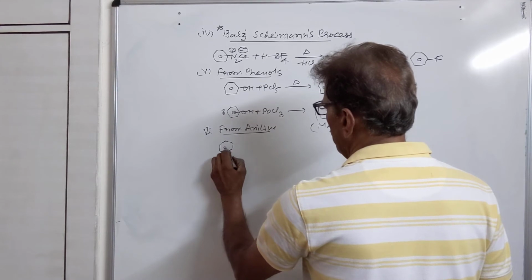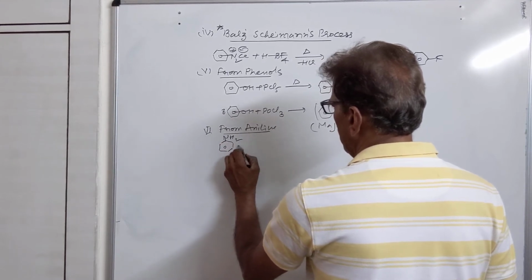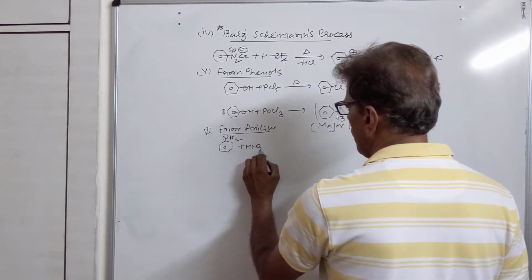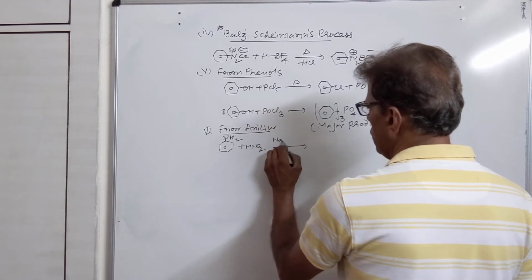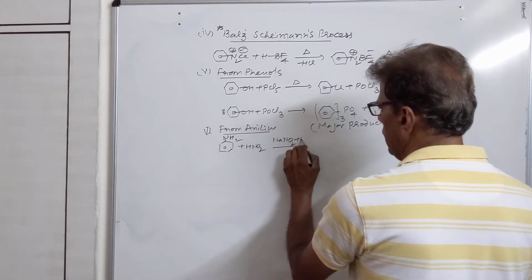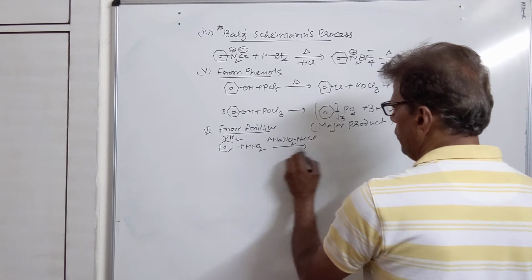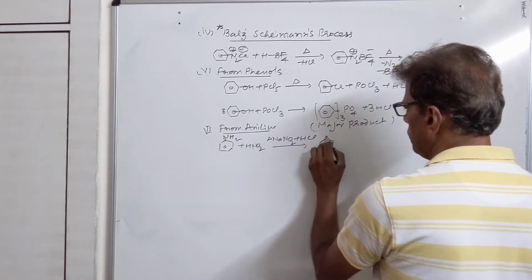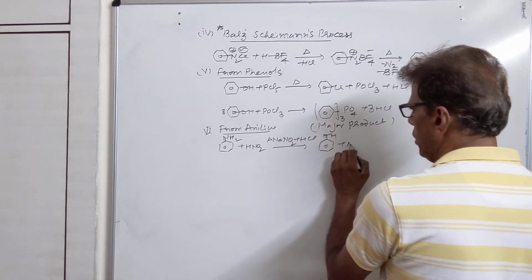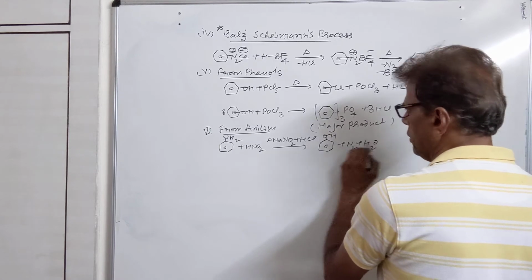When aniline is heated with HNO2, that is prepared in the reaction vessel from NaNO2 plus HCl, we will get phenol. N2 and water are eliminated during this reaction.